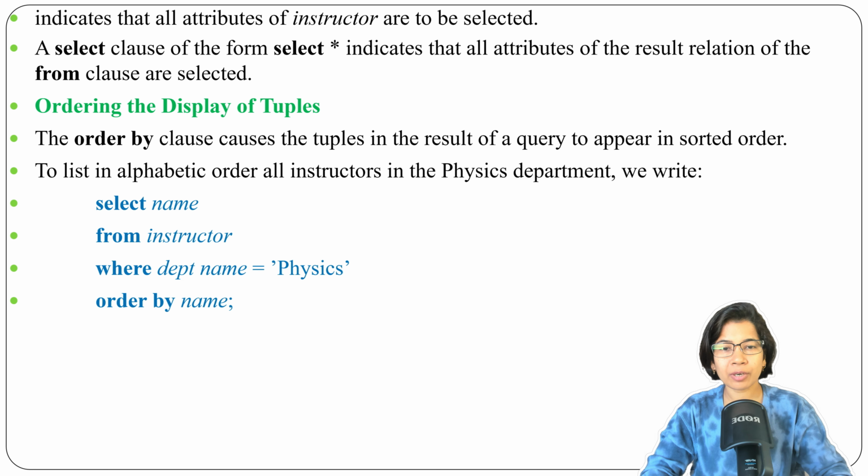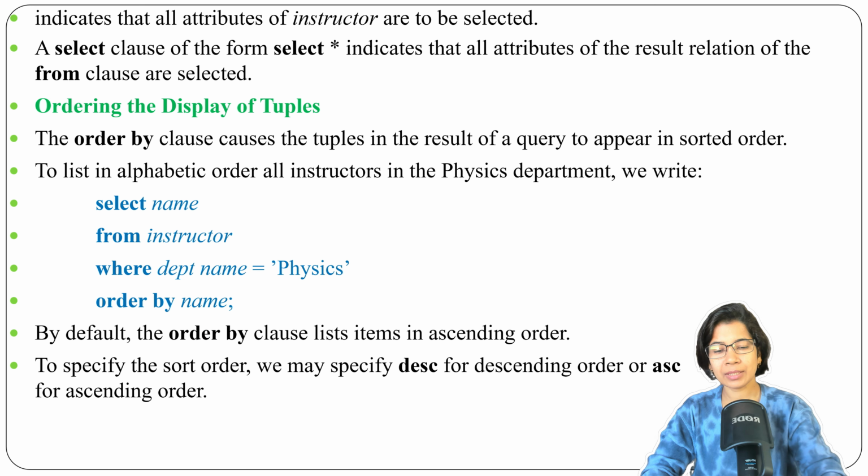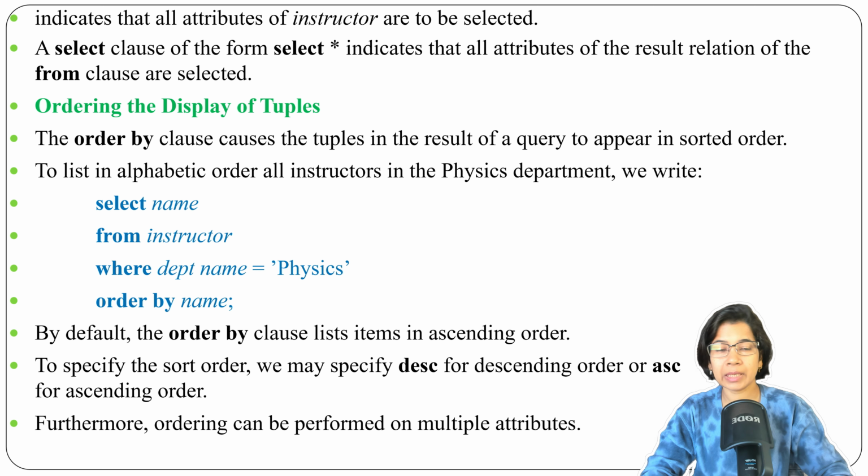By default, order by will list in ascending order. For descending, we should mention DESC. DESC for descending, ASC for ascending. And we can perform ordering on multiple attributes, like one attribute in ascending and one attribute in descending, that is also possible.